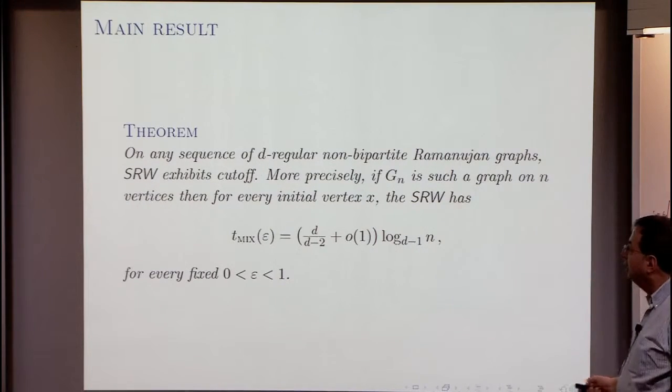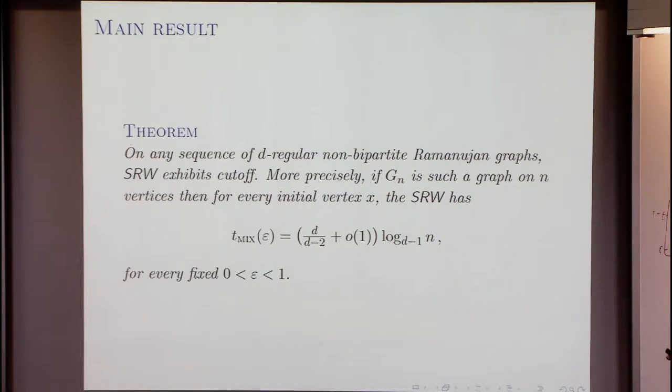And here, let me state the main theorem for the Ramanujan case. In any sequence of d-regular graphs which is Ramanujan, I want to make them non-bipartite, but a tiny correction deals with the bipartite case as well. If they're non-bipartite, then you have cutoff. So the mixing time, T_mix(epsilon), is d over d minus 2 times log base d minus 1 of n with a lower order correction, for all epsilon. Okay, so this is exactly what gives you cutoff.